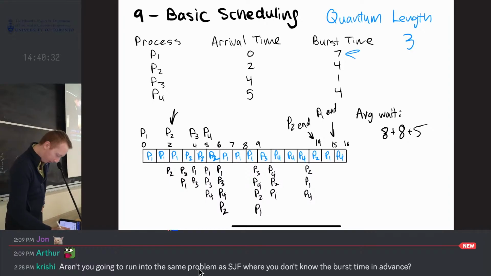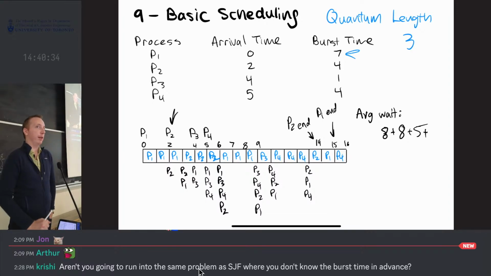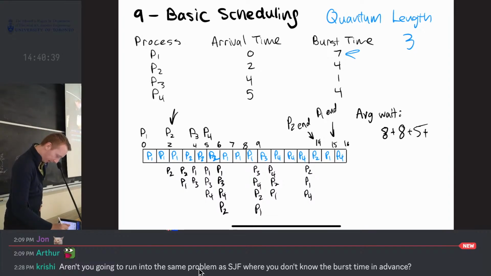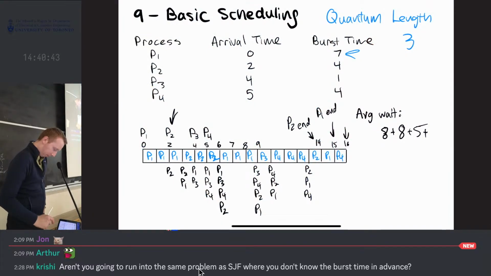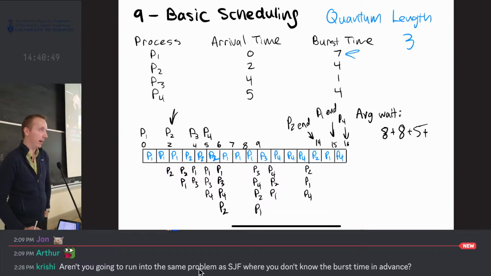So now to finish it off, we need the total waiting time for P4. Well, P4 ended at time 16. So P4 ended here. And then it came in at time equals 5. So it was hanging around for 11 time units. Its burst time was 4. So 11 minus 4, as long as I can do elementary school math, should be 7.